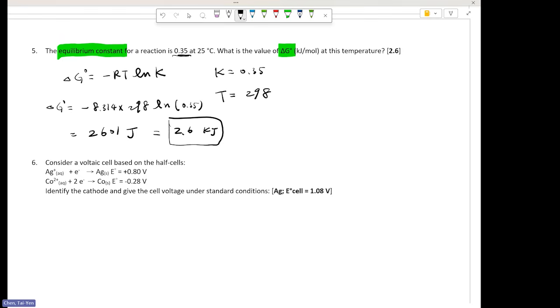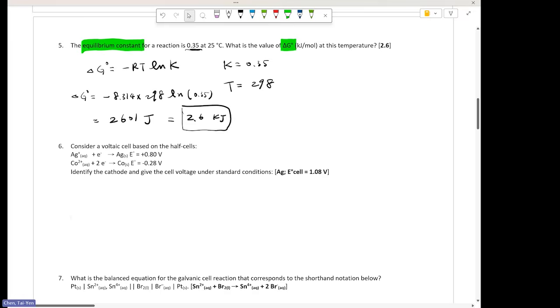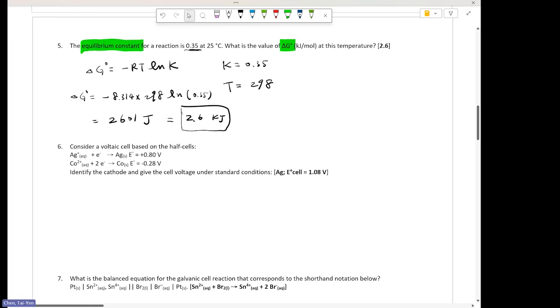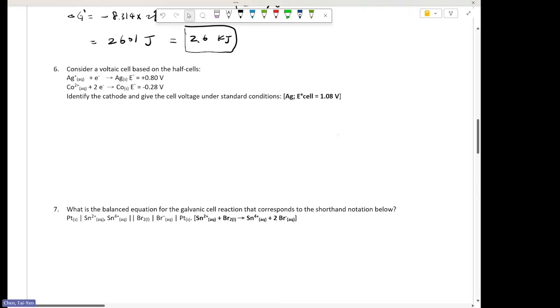So it's actually very straightforward, right? It's really testing whether you know the relationship between delta G naught and K. So nothing special. Okay, so those are the 5 questions for chapter 16. Then 17.